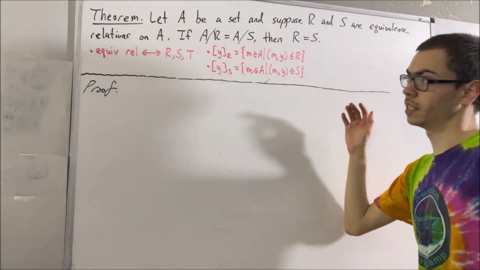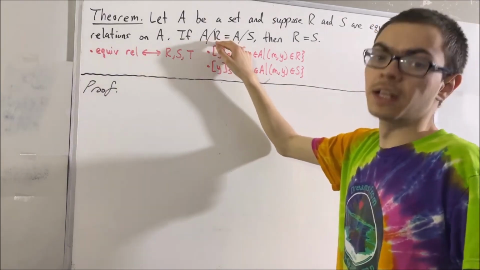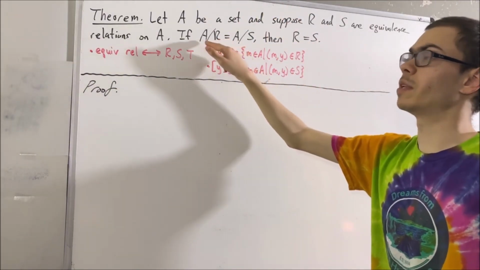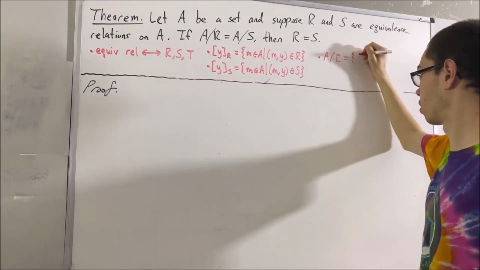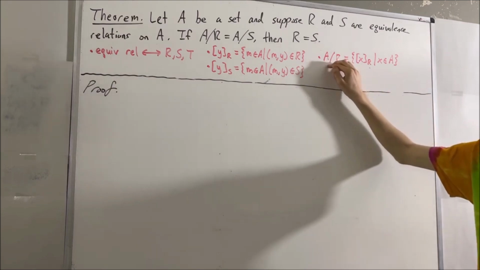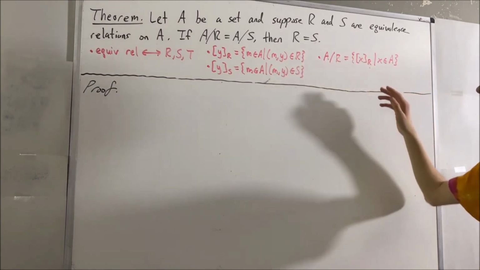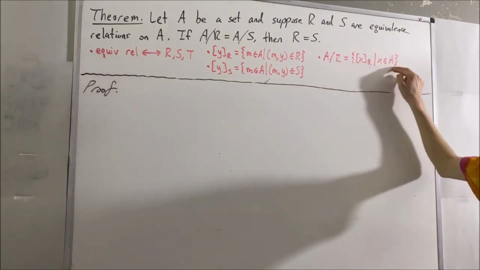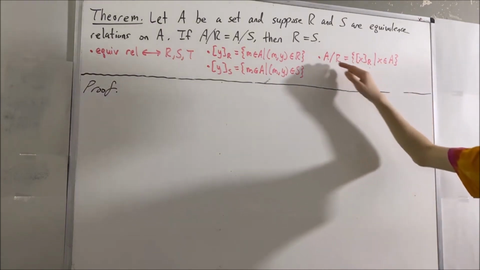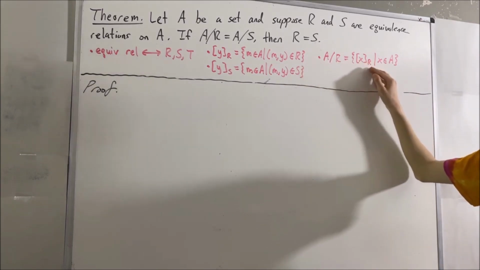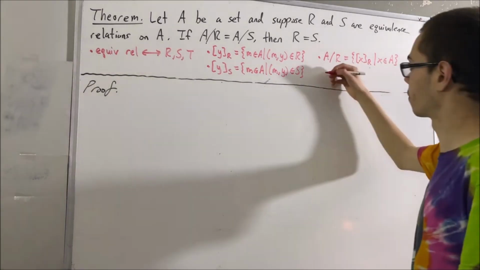And another thing is A modulo R is the set of all equivalence classes with respect to R for elements in A. So to be an element of A modulo R, what that means is that you're an equivalence class with respect to R for some element in A. Similarly, A modulo S is the set of all equivalence classes with respect to S for some element in A.